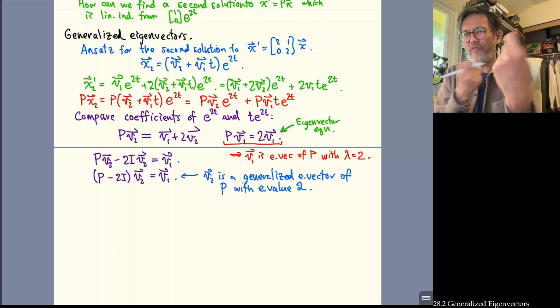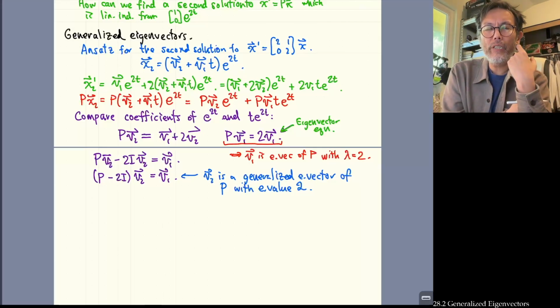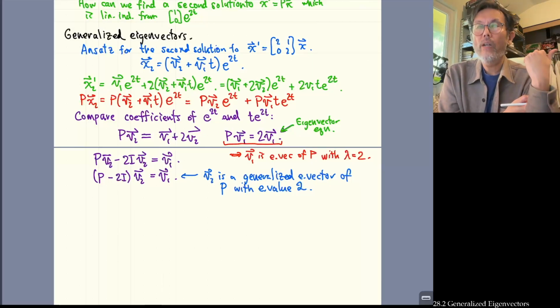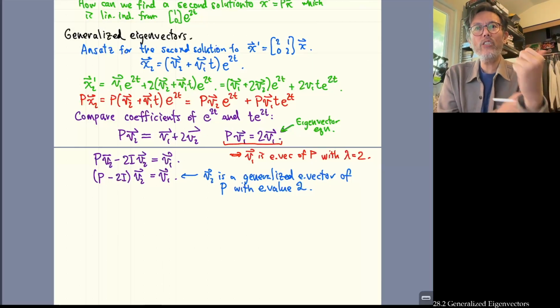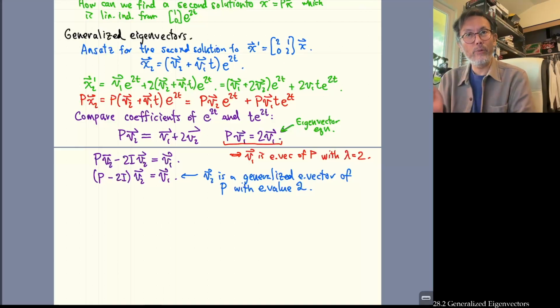This should feel reminiscent of something that we did back with second order linear differential equations with constant coefficients, when we had a characteristic polynomial with repeated roots. Yes?